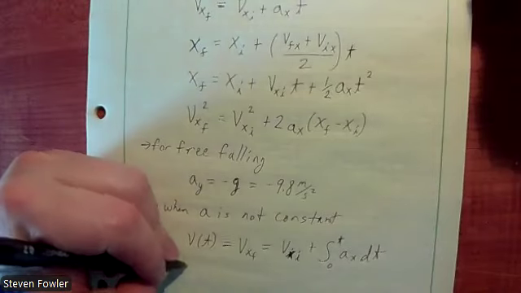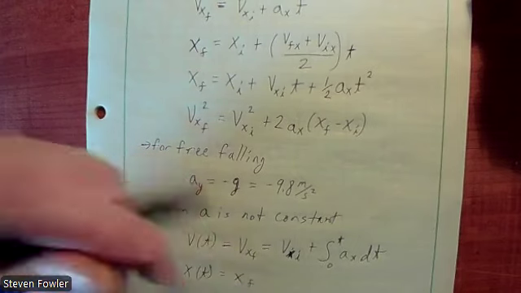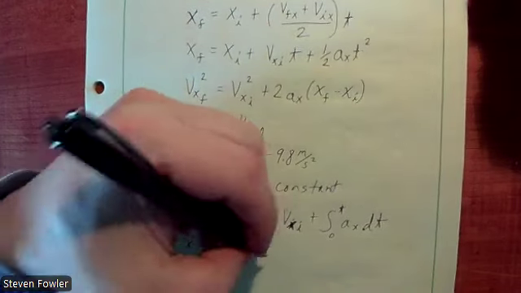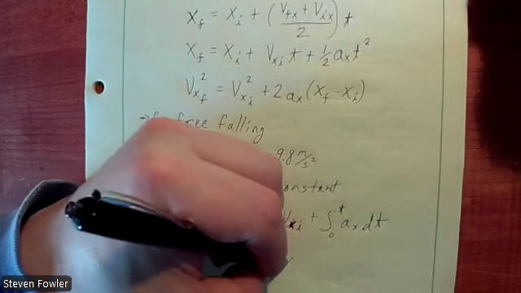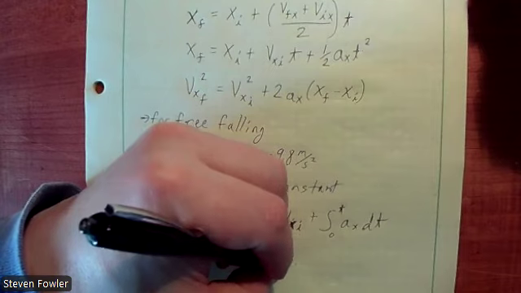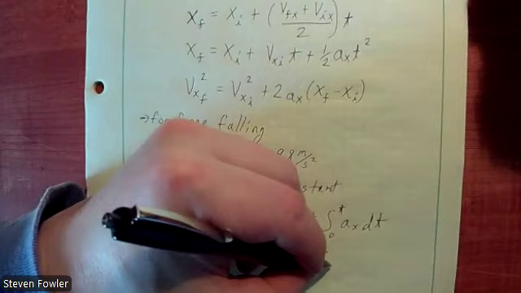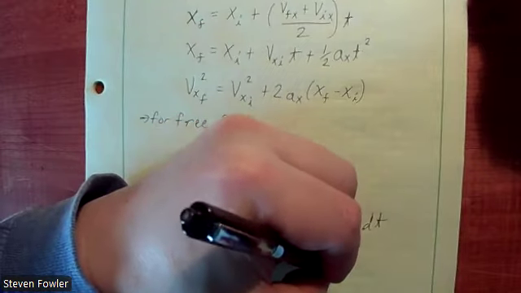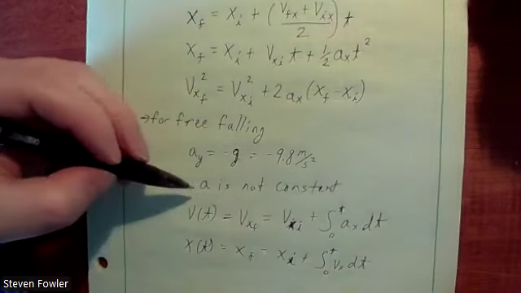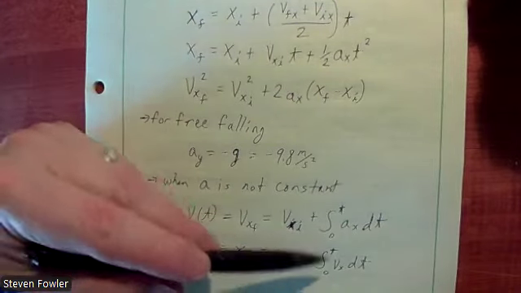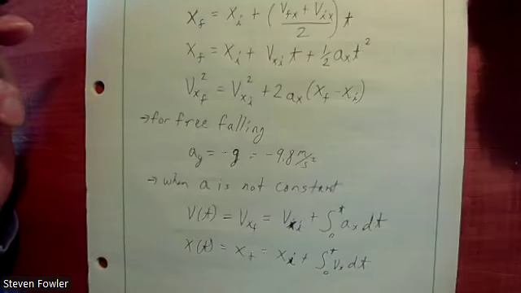And to find position as a function of time, basically you're looking for the final location of x based on some initial location of x, right? X initial, plus the integral of whatever my velocity in the x direction is with respect to time, because if the acceleration is a function of time, then the velocity is definitely going to be a function of time. So I'm going to integrate that with respect to time.